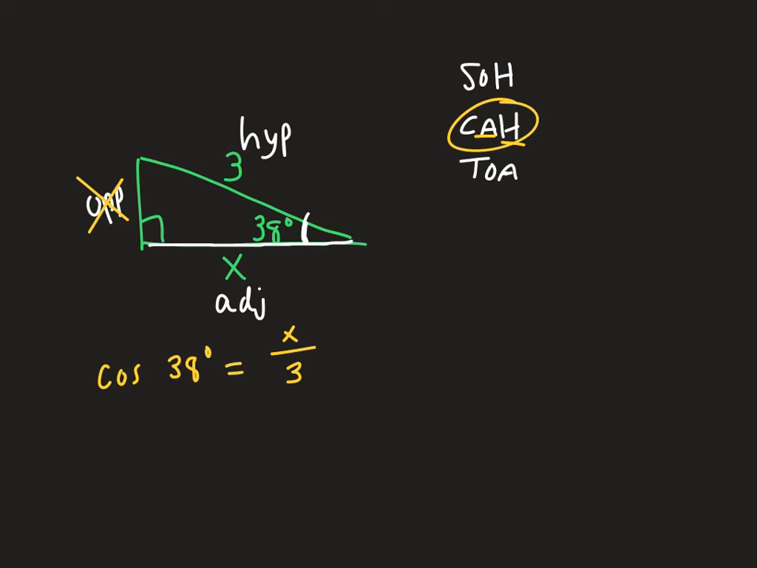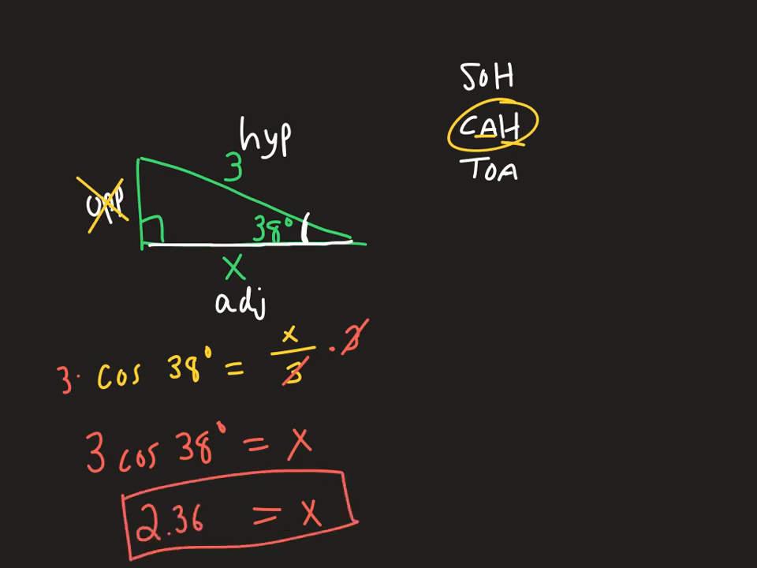Since it's x over 3 and we want to get x by itself, you always multiply by whatever's in the denominator. That'll cancel the 3 down there. And just be careful, we're not multiplying the 38 by 3. I'm really multiplying 3 times the cosine of 38, which again is going to be a calculator problem. So at this step, I'm going right to my calculator, still in degree mode. I'm doing 3 times the cosine of 38, and it is giving me a value of 2.36. That's going to be our little adjacent leg down here.